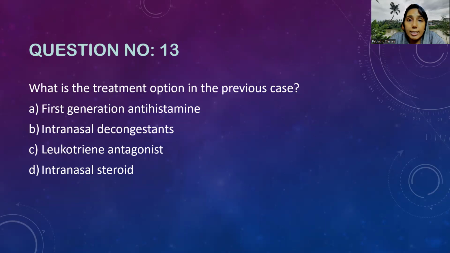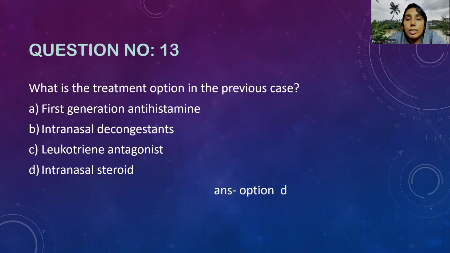Intranasal decongestants, like oxymetazoline sprays, are also not recommended for moderate to severe persistent types. Leukotriene antagonists like montelukast, or intranasal steroids? The answer is option D. Intranasal steroids are the treatment of choice in a case of moderate to severe persistent AR.